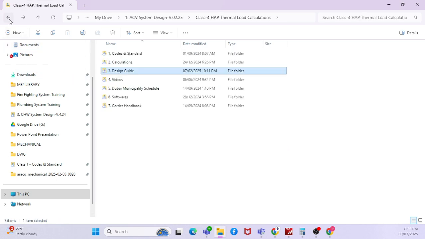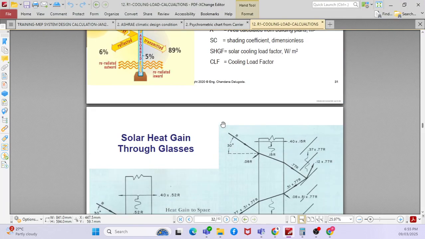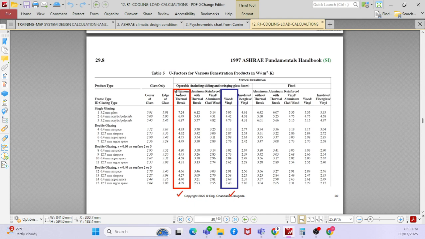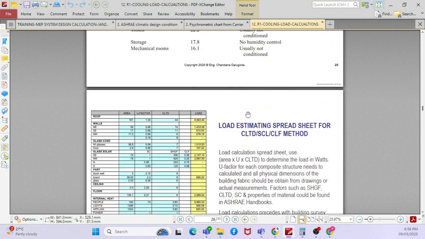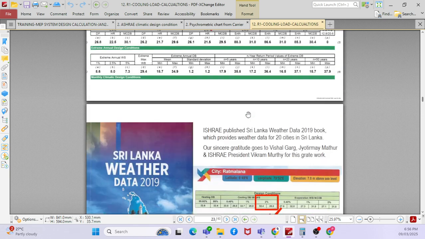If you want, let me go to one of the guidelines. Even on the same page you can see here, can you see the U factor for the different glasses? Single glazing, double glazing. So this is the resistance. Based on the resistance, you will get the U value as well. U is nothing but one by R, right? So if you go further up, there is a calculation as well given here.